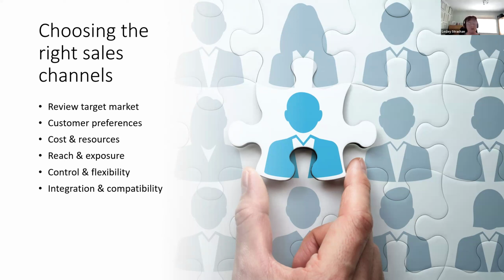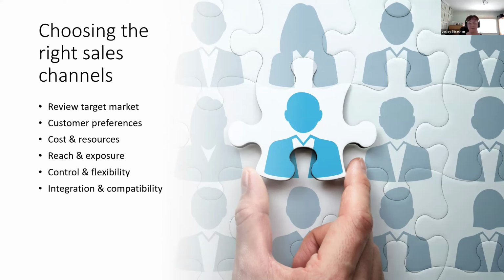Also look at control and flexibility. So you need to determine the level of control and flexibility you want over the sales process, as well as your ability to adapt to changing market conditions. And in terms of control and flexibility, the longer the sales channel chain is, the less flexibility and the less control that you might have.